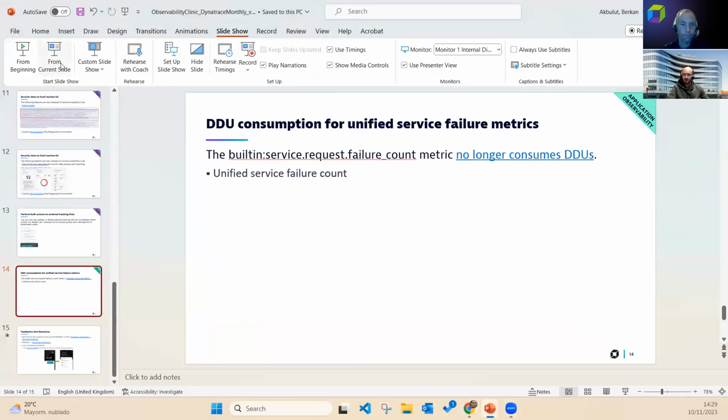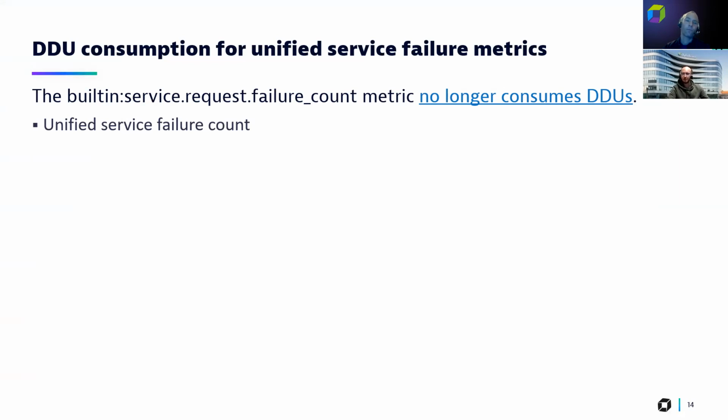Yeah, the last one is the unified service failure count. We have unified services introduced recently. This is a service type based on spans and built with cloud native and OpenTelemetry in mind. It provides you agentless support for data from ingestion APIs. That's why there are DDU consumption metrics, but with this specific metric, it will no longer consume DDUs for information. So I think that's the last update we have.